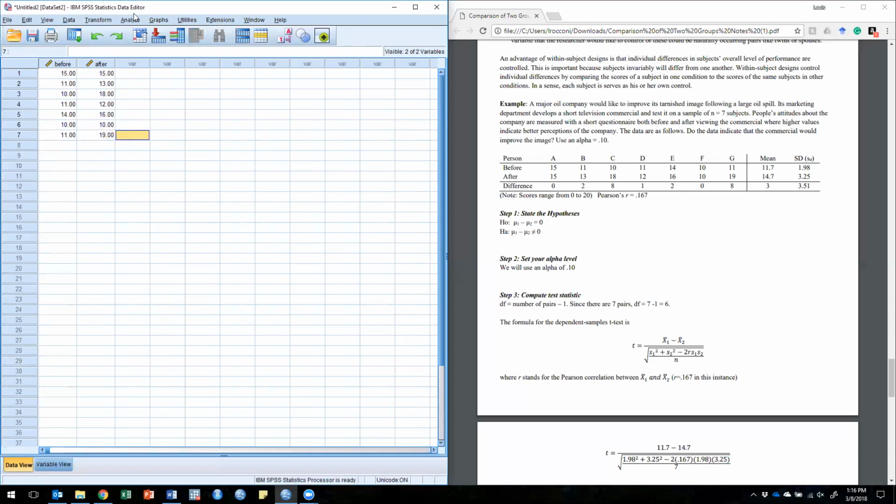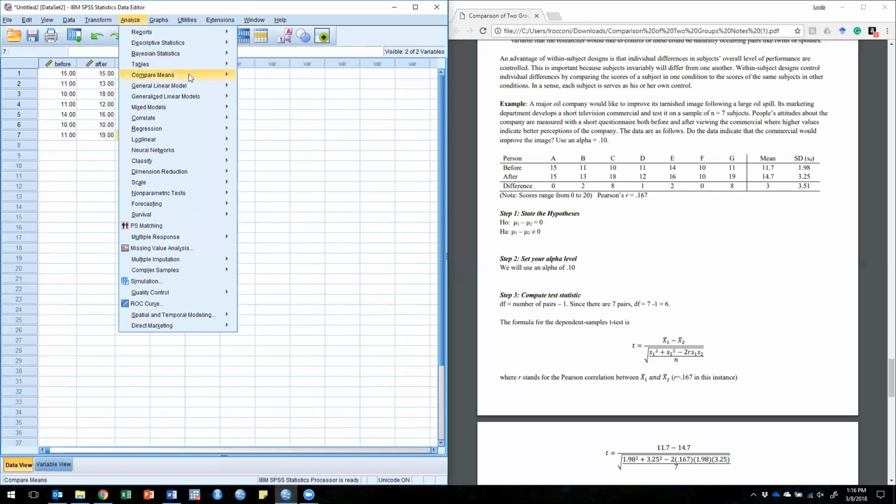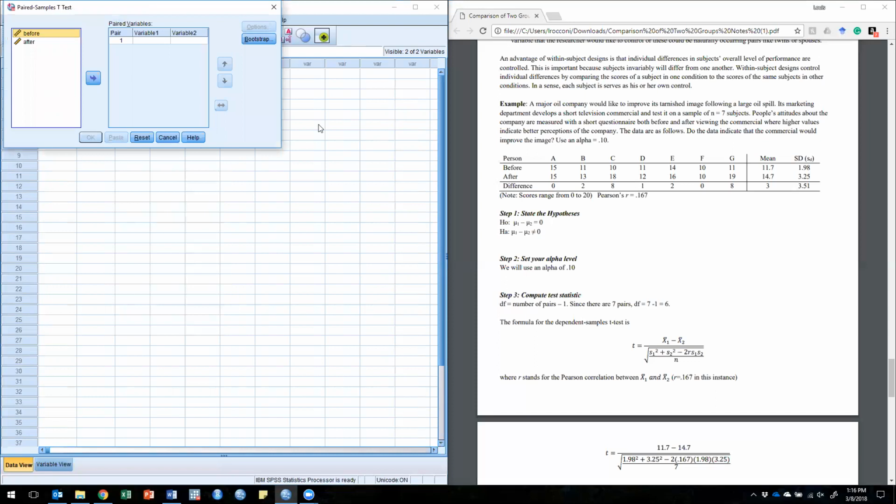So to run the analysis, we click on Analyze, Compare Means, and this is a paired samples t-test. SPSS calls this a paired samples t-test. And now we tell SPSS, well, what are our pairs? Our pairs are the before and the after variables. If you named them pre and post, it would say pre and then post here.